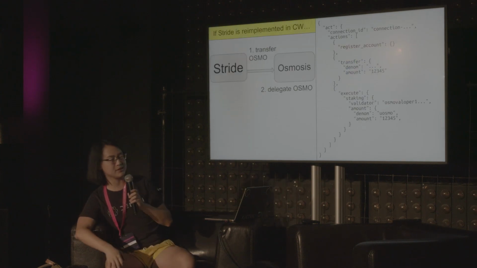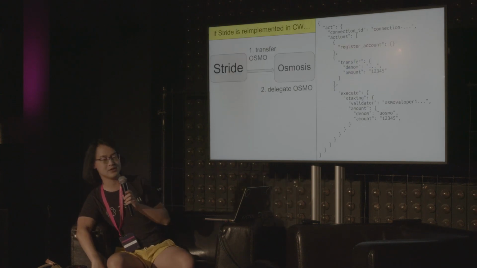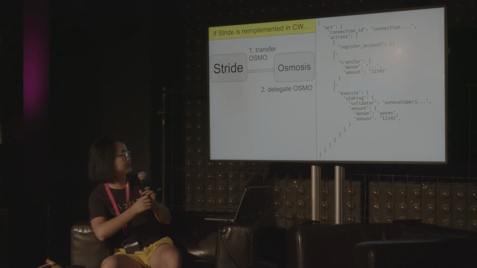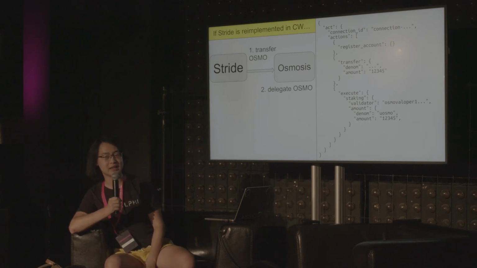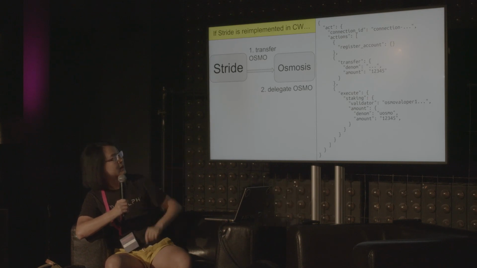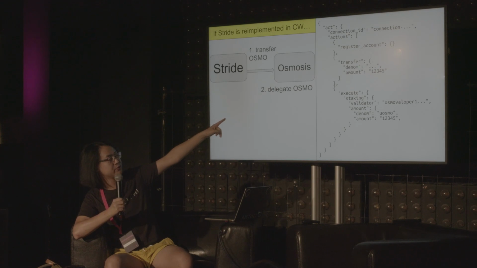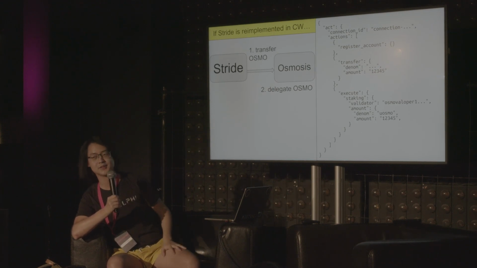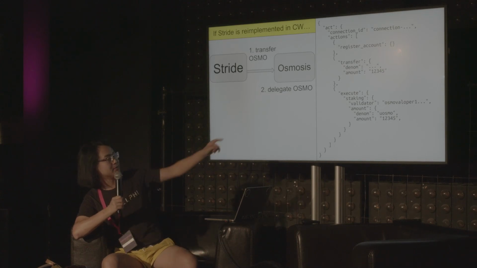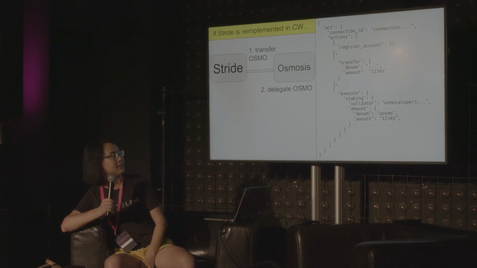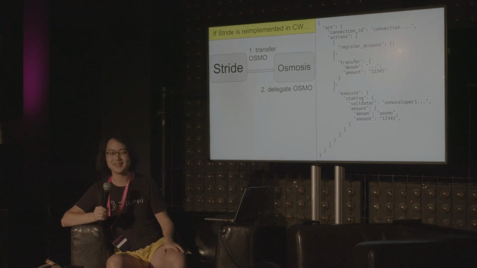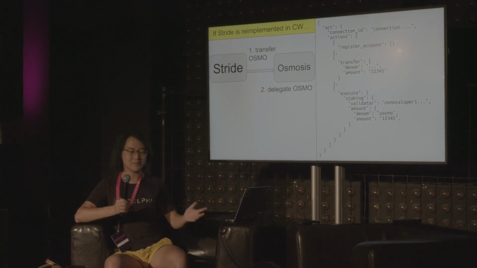Back to the Stride-Osmosis example. How do we do this using ICS-999? Well, on the right-hand side, that is your execute message. We start by registering an account. And step number 2, we make a transfer to that account. We don't specify a recipient, so that it defaults to our account. Then step number 3, we execute a staking delegate message. That's it. So it's very simple.